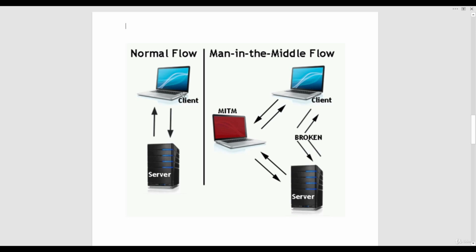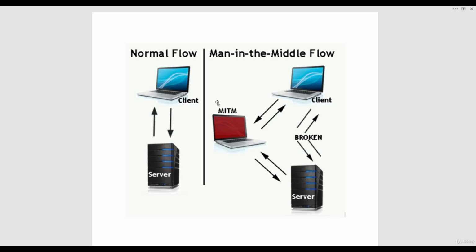So this is the normal flow. The client will request some page and the server will render that. And there is a man in the middle, who is basically a hacker. What happens is that instead of sending requests directly to the server, they will be sent through this hacker machine. We have already said that in order to send the correct information to the client, or the correct request to the server, it will just look at the MAC addresses.